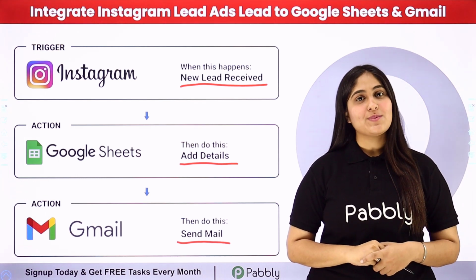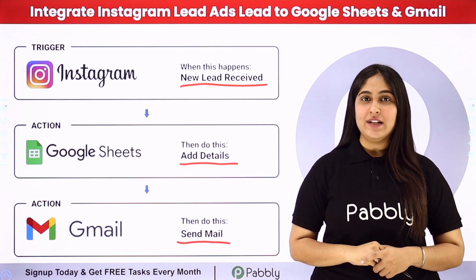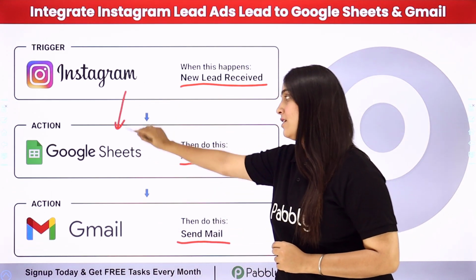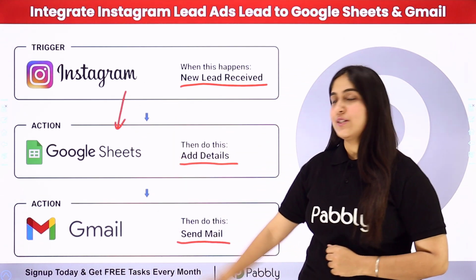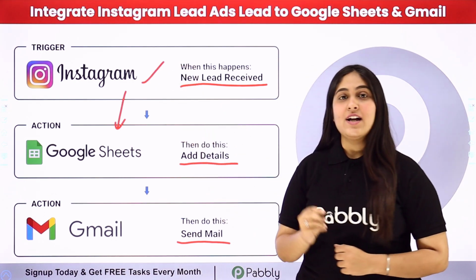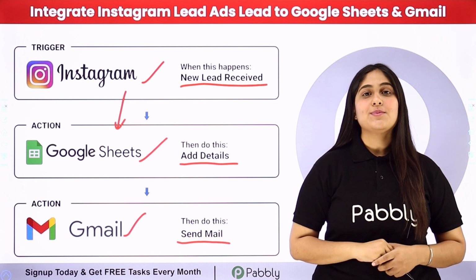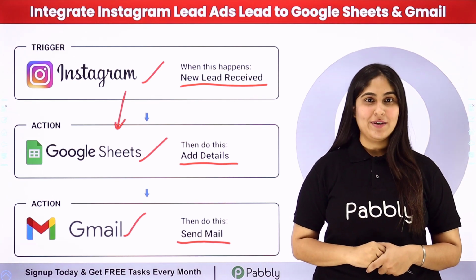To automate this process, we will use an automation software named Pabbly Connect, in which we need to connect a trigger and an action. In this process, our trigger application will be Instagram lead ads and our action applications will be Google Sheets and Gmail. So to learn this process step by step, let me take you to my screen.